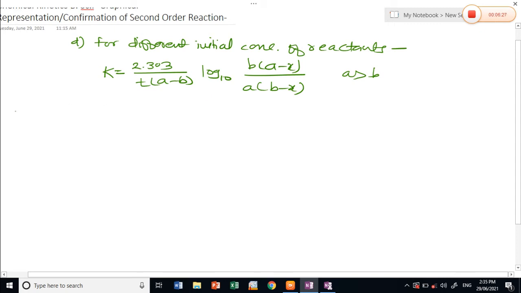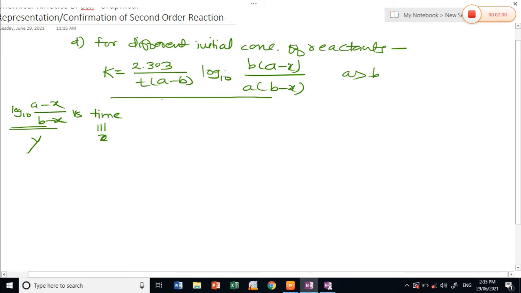Now we have to plot log to the base 10 a minus x divided by b minus x versus time. That is, on y-axis we have to plot this, and on x-axis we have to plot this. So we'll transform this equation to get this. First of all we'll rearrange this equation.